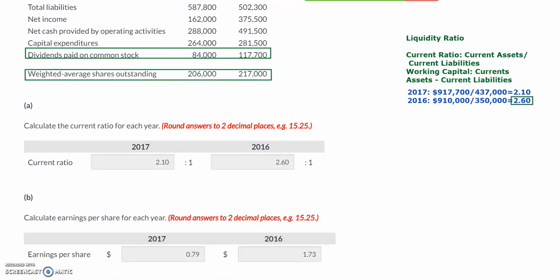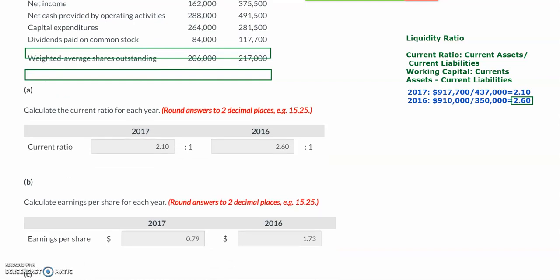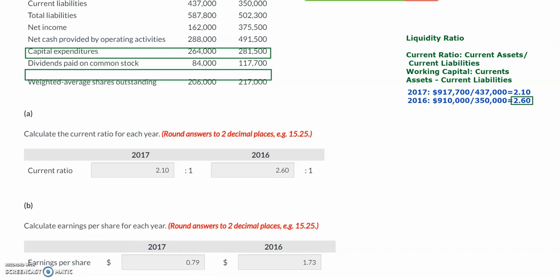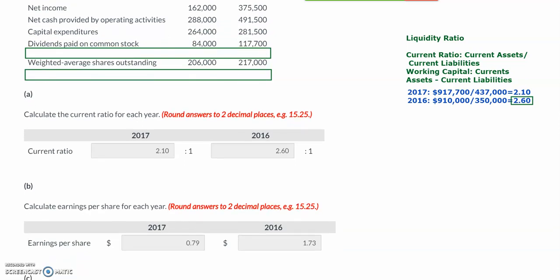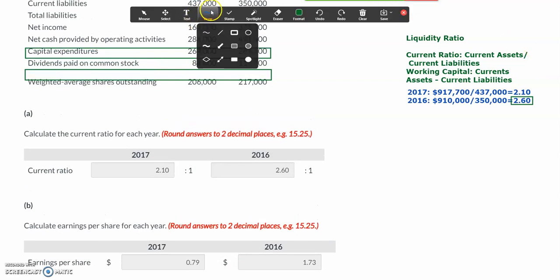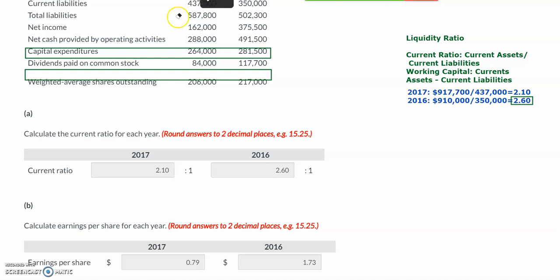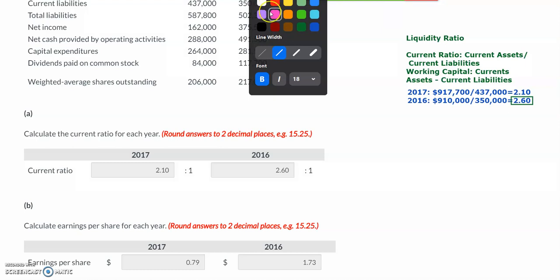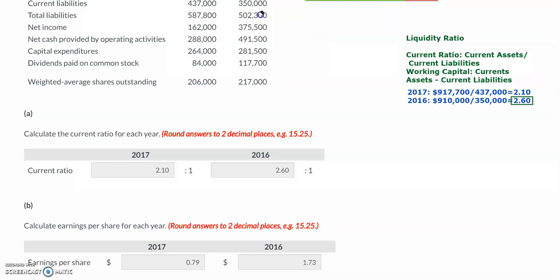The next ratio that we're going to be talking about is the earnings per share ratio. So I'm going to scroll down a little bit for our earnings per share ratio. And for our earnings per share ratio, this is going to be a profitability ratio. So it will tell us about the operating success of a company over a period of time.